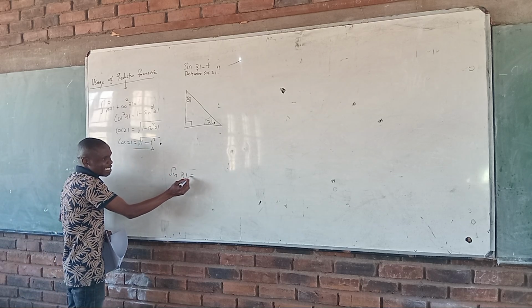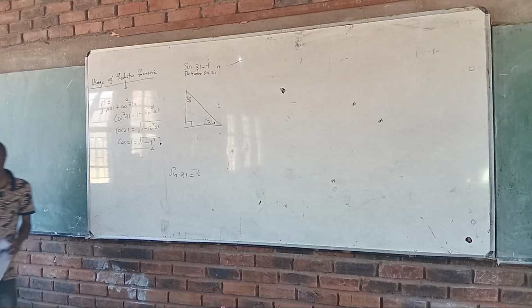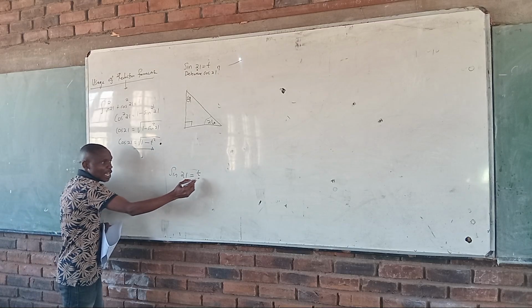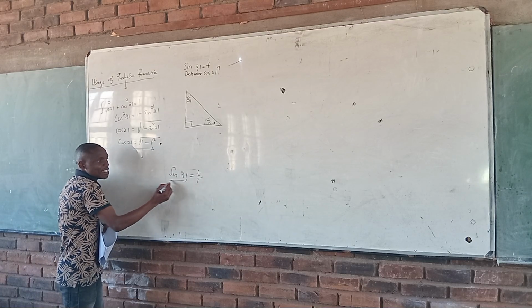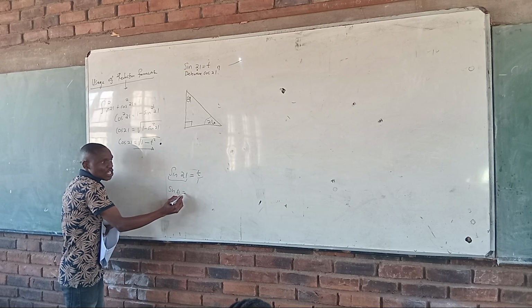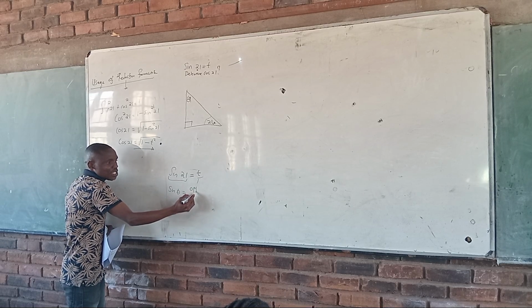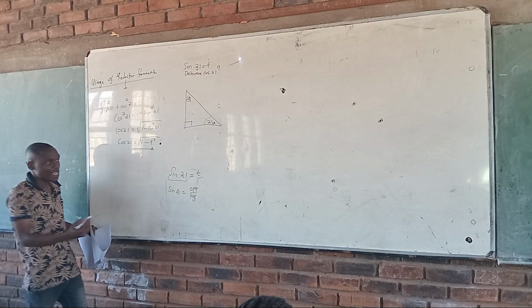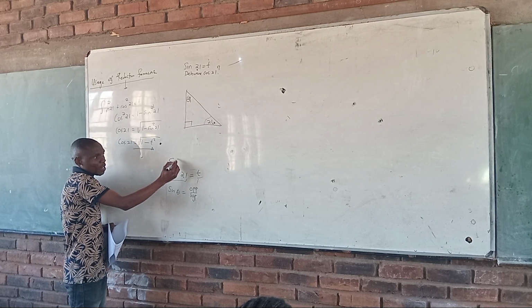Now, we are told that sine 21 is t. I want you to think of this as t over 1. Sine 21 is t over 1. And we know that sine of an angle is opposite over hypotenuse, from the word SOHCAHTOA.